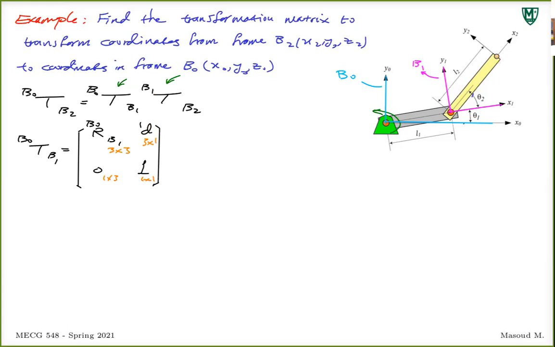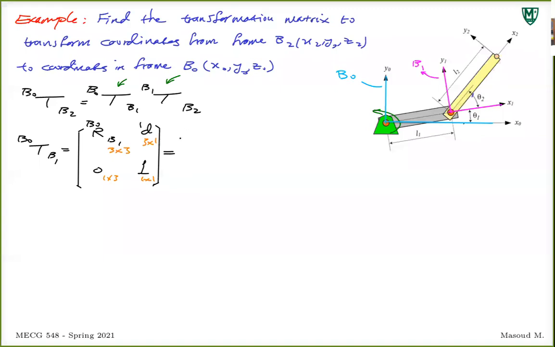Forget about B1 and B0. You're looking at these two. Forget about the other part. Which rotation around which axis can we have here? The z-axis? Exactly. We can only have rotation on the z-axis. That's how the mechanism is moving. So this is rotation around the z-axis.